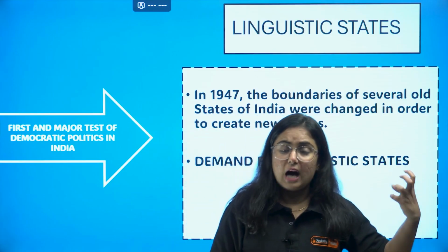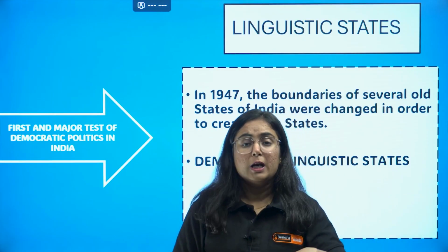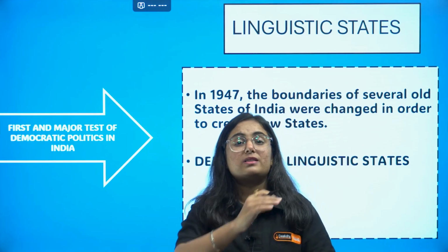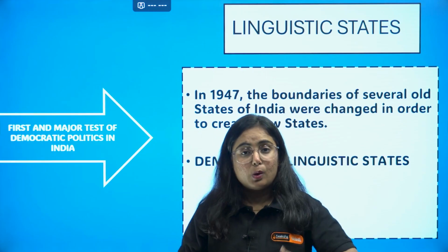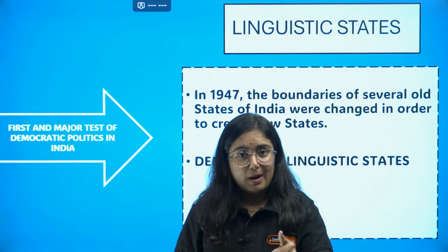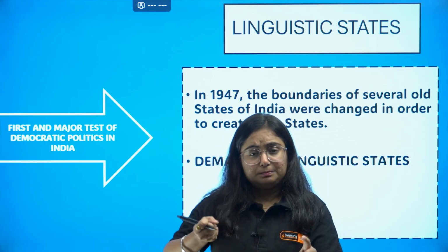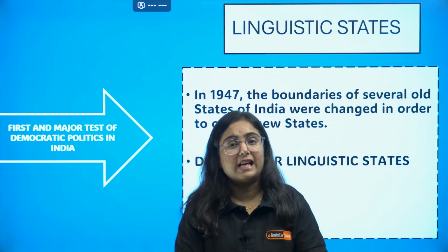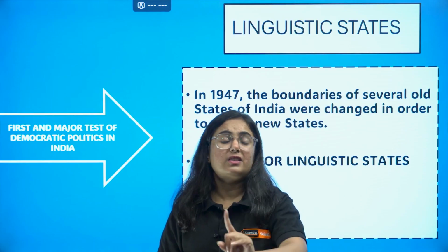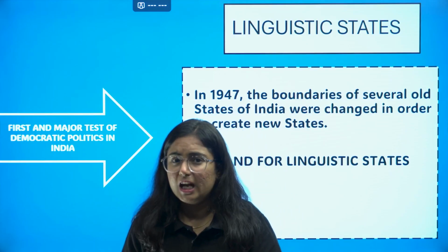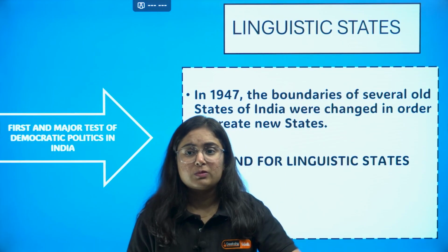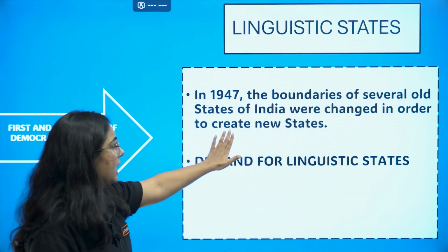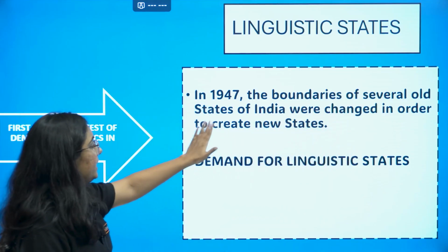But somehow other leaders said that no, this is wrong, because if we have not done this now, they will feel that their regional diversity is not retained. Okay, their sovereignty has not been pulled. Getting my point or not? Their language is not being accepted, rather suppressed. So finally the decision was taken that yes, we will make the states on the basis of language. But do you think that might be so easy? No. In 1947, the boundaries of several old states of India were changed in order to create new states.